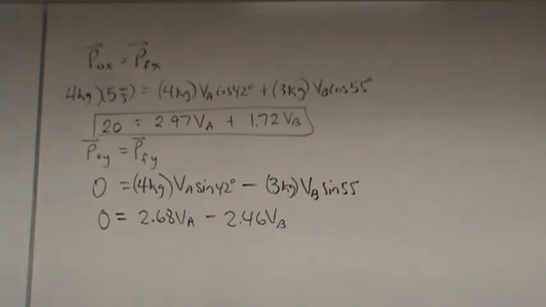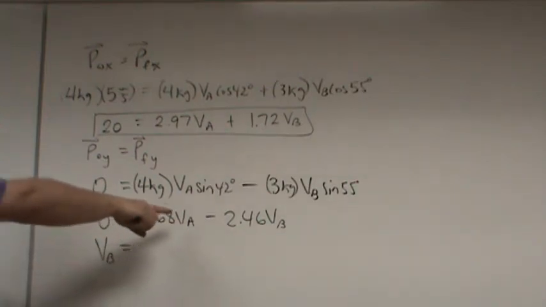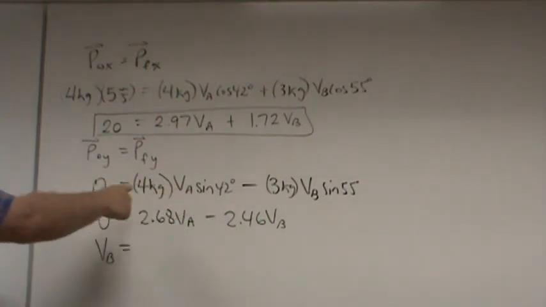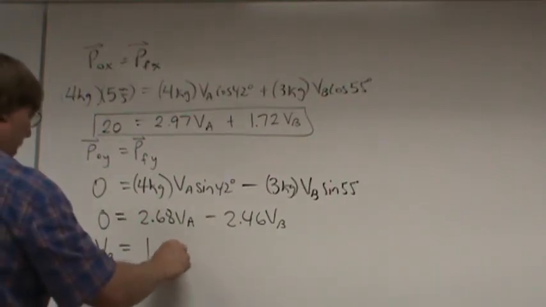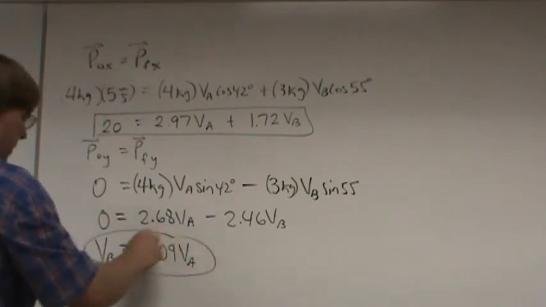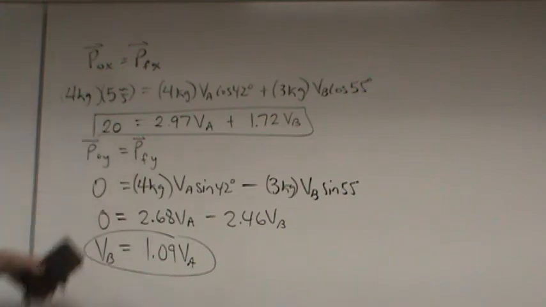Okay, I have 2 equations with 2 unknowns, so I'm going to have to solve them. And I'm going to use substitution method. Many of you are absolutely horrible at algebra, so I'm going to actually show this to you. I'm going to solve for VB. So I'm going to add 2.46 VB to both sides and then divide both sides of the equation by 2.46. So I get 2.68 divided by 2.46, and I get 1.09 VA. Now that I have that relationship, I can substitute that in here.